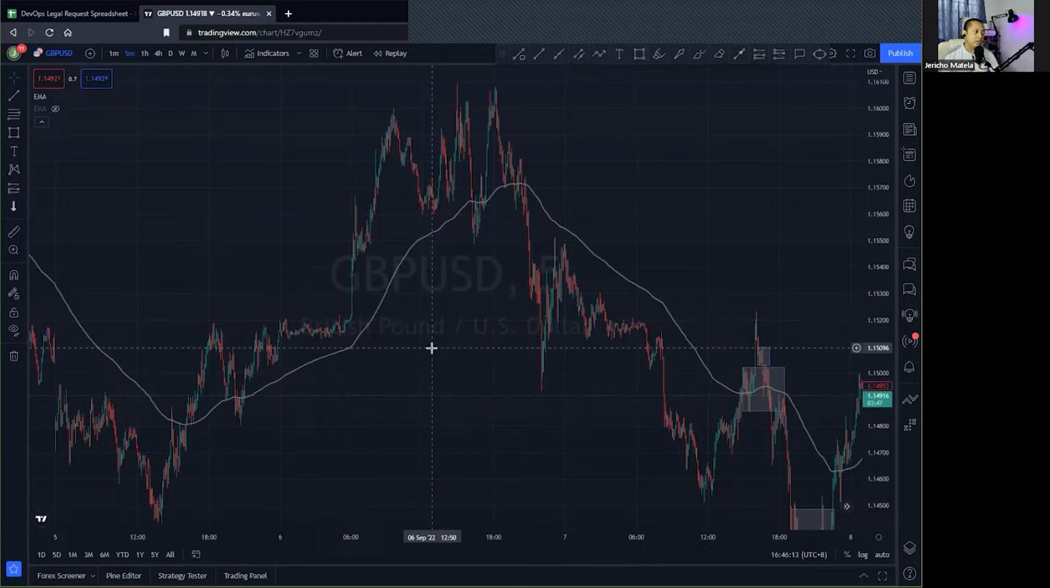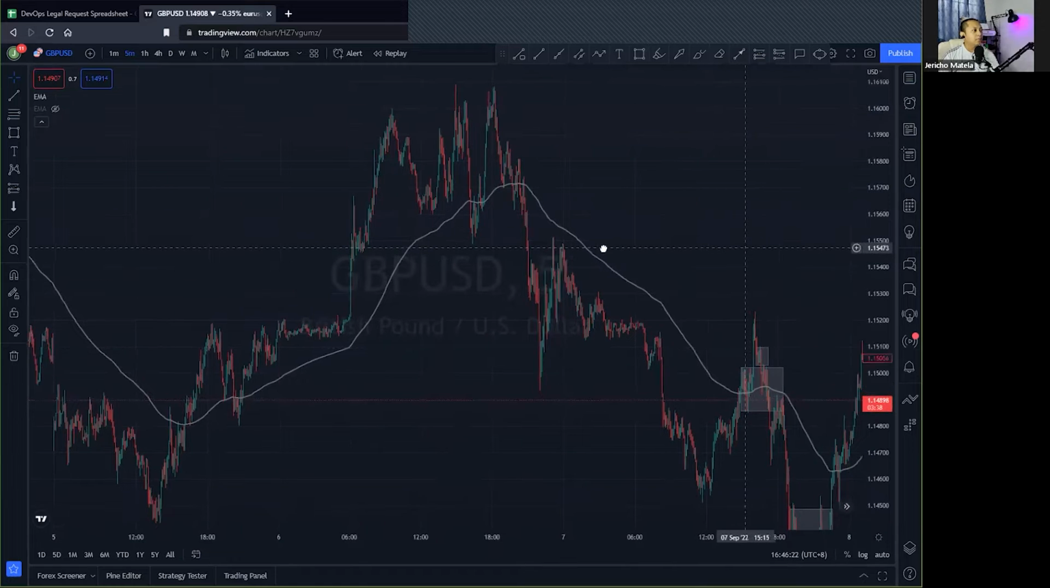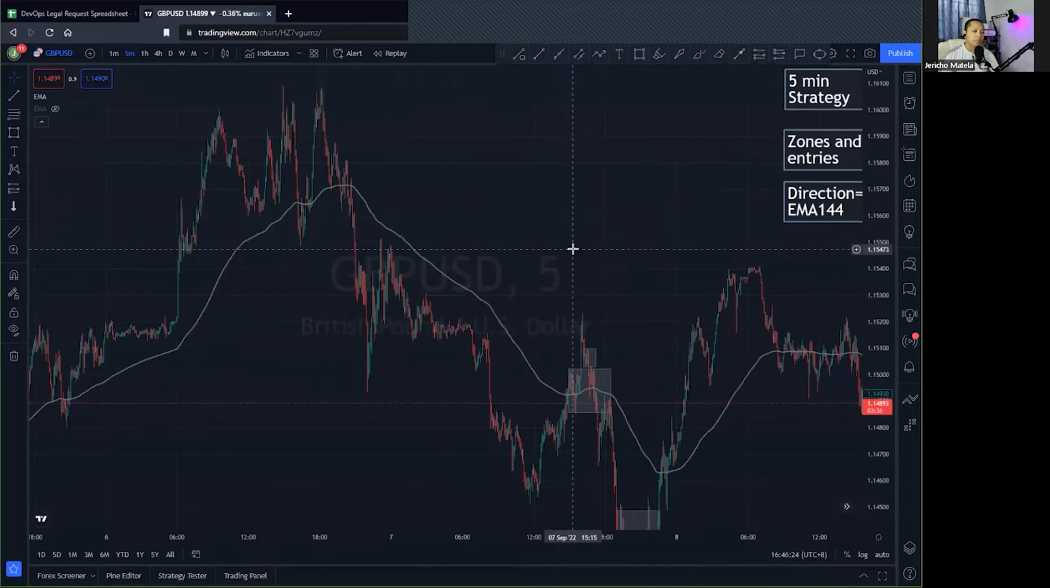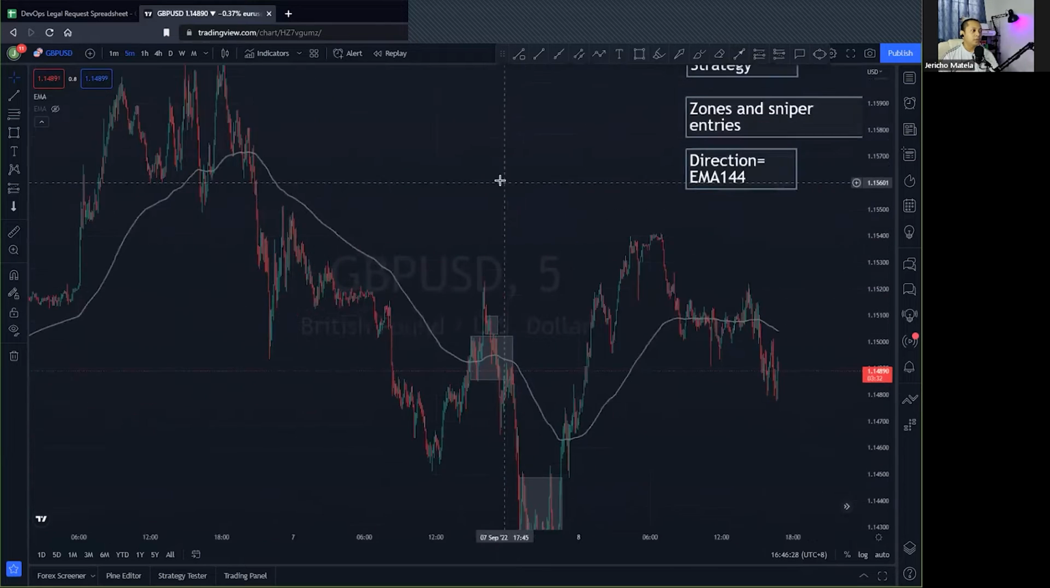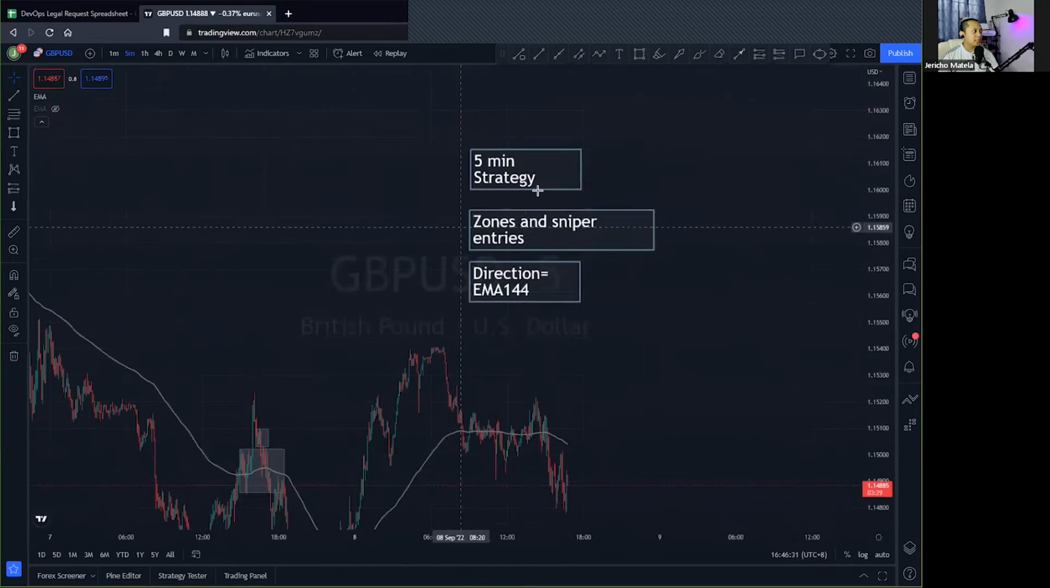Mas madali kasi siyang gawin kaysa yung pabalik-balik, nawawala tayo sa focus. And especially if we are trading the 5-minute, which I would consider as a fast time frame, it might as well just focus on one chart para hindi nawawala yung ating momentum when we are trading. Okay? So how does this strategy work?